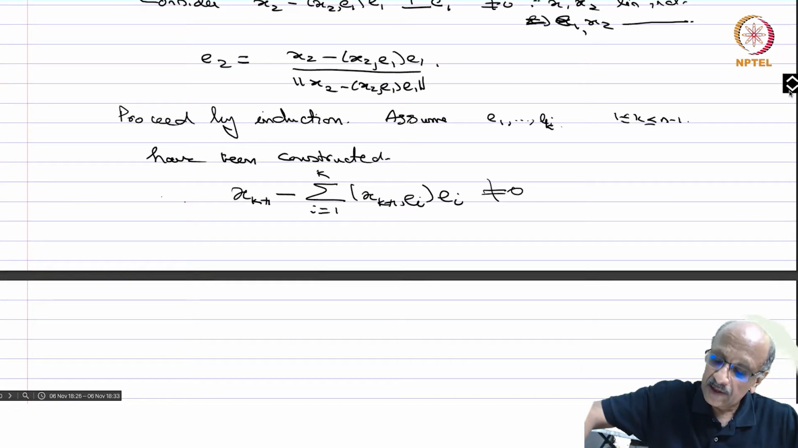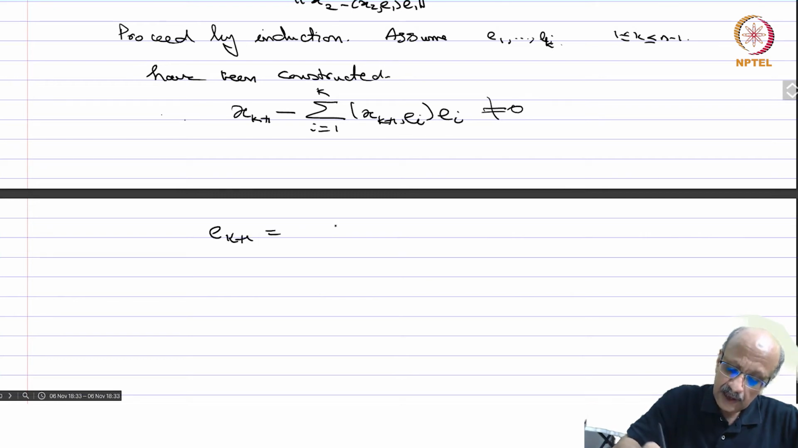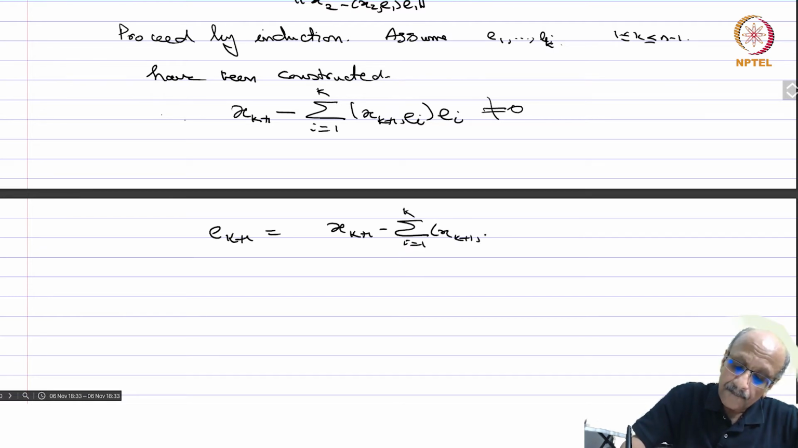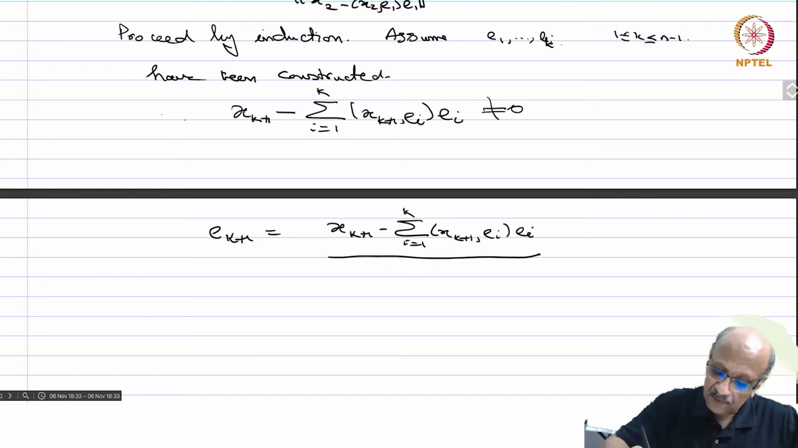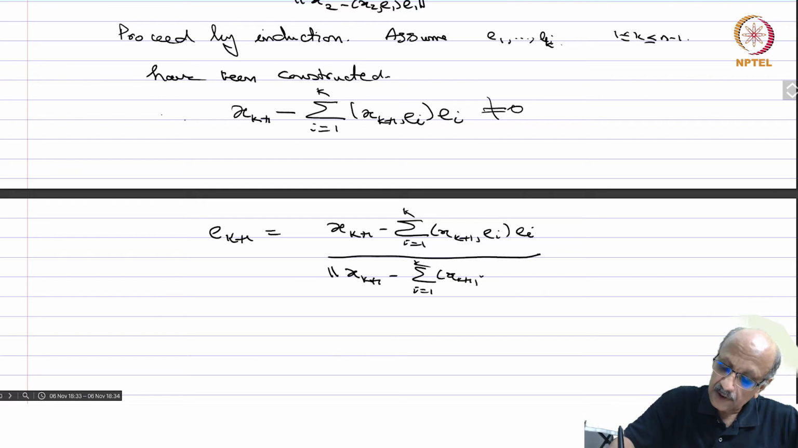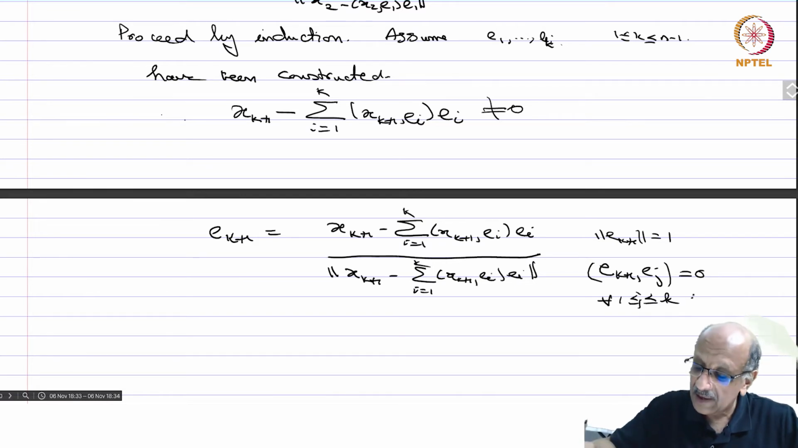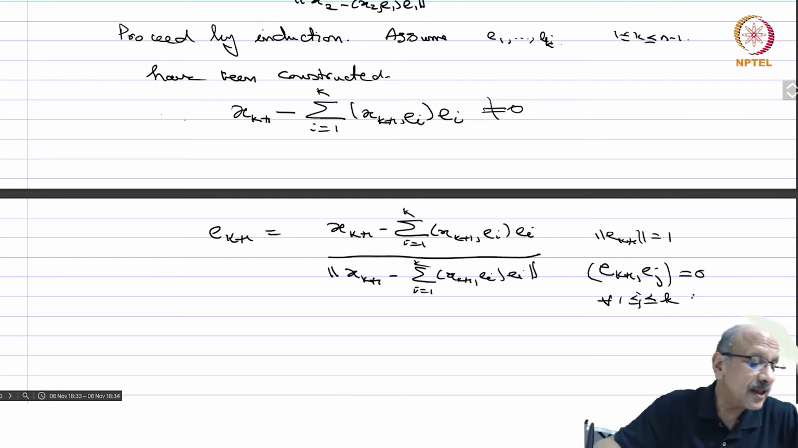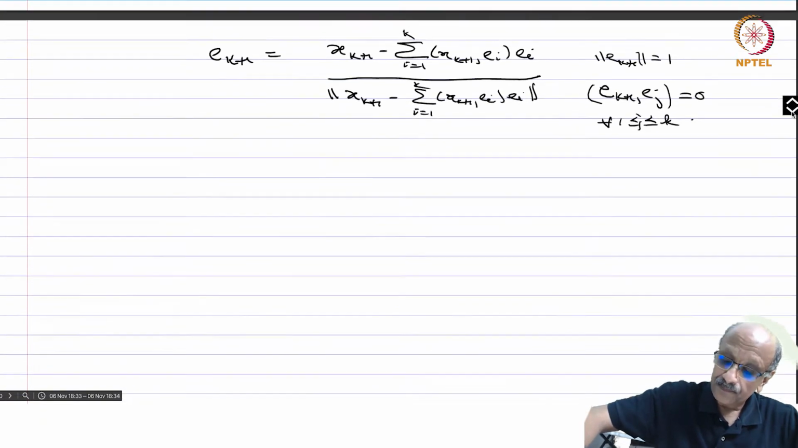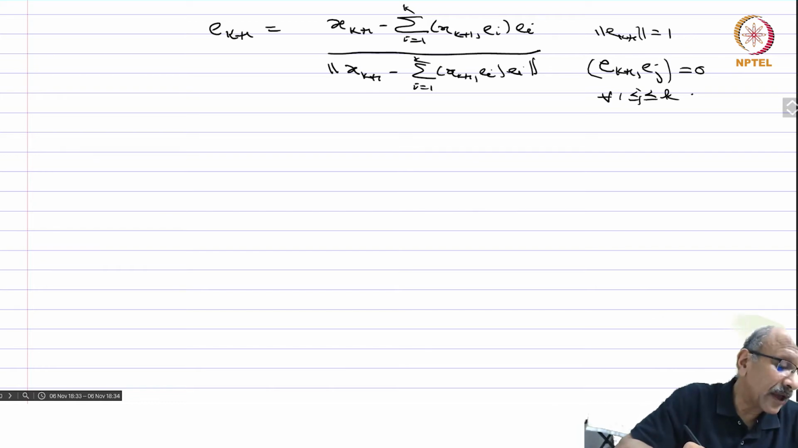So therefore I can now define E(k+1) equals x(k+1) minus the sum over i equals 1 to k of ⟨x(k+1), Ei⟩Ei, divided by the norm of x(k+1) minus the sum over i equals 1 to k of ⟨x(k+1), Ei⟩Ei. Then the norm of E(k+1) equals 1 and ⟨E(k+1), Ej⟩ is 0 for all 1 less than or equal to j less than or equal to k. So the induction hypothesis is complete, and therefore you can go on. This can be done for any n, and you can construct the orthonormal basis vectors.